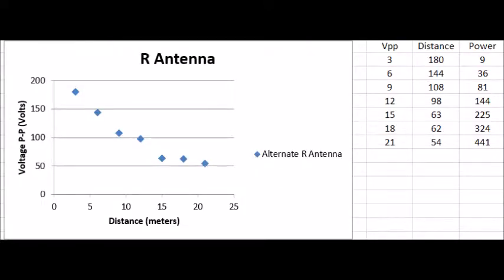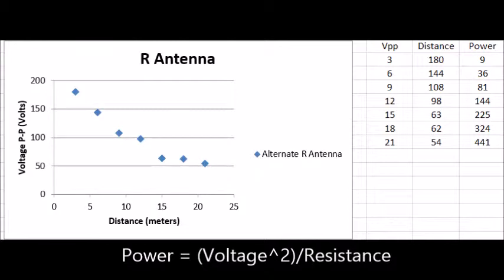The relationship between the voltage peak to peak and the distance is shown in the graph along with the calculated power. Power was calculated by squaring the voltage and then dividing it by the resistance, which is 1.